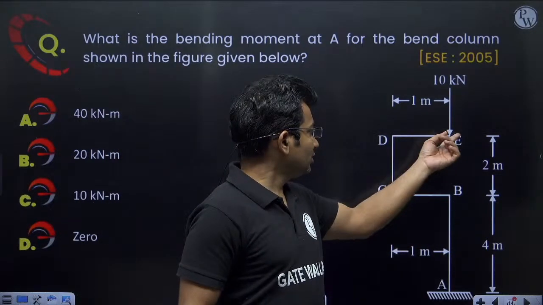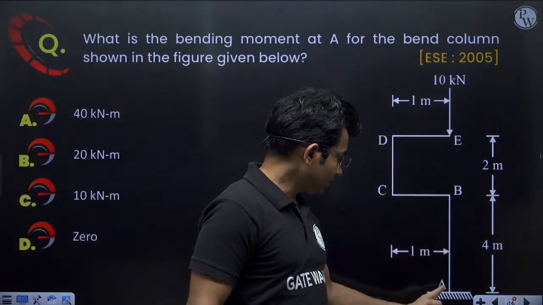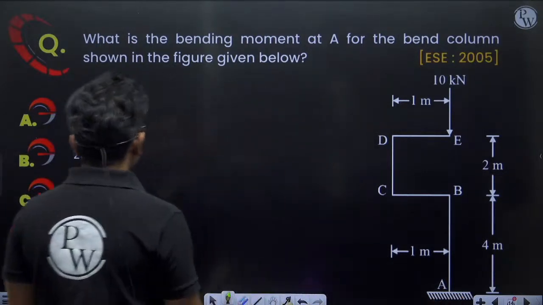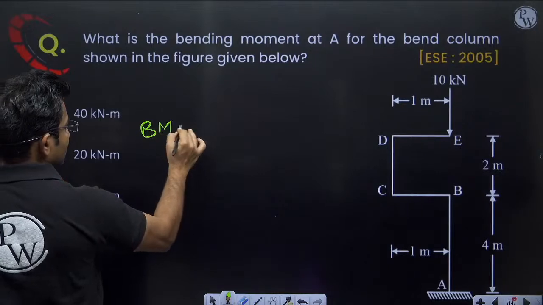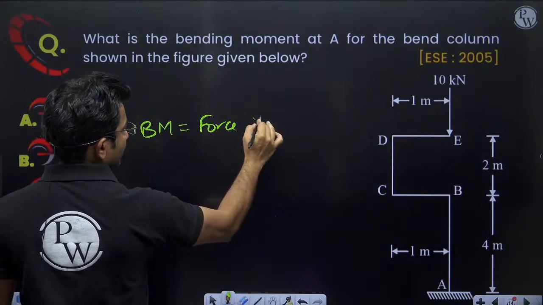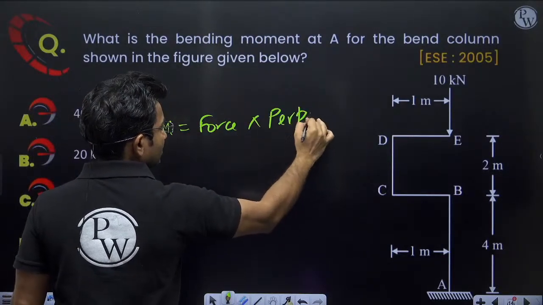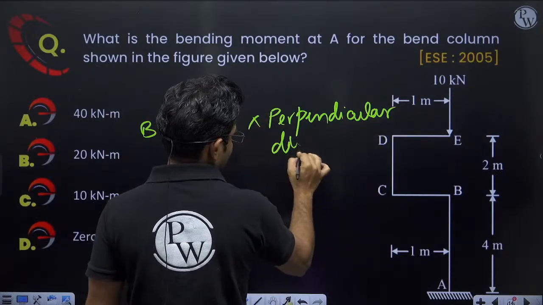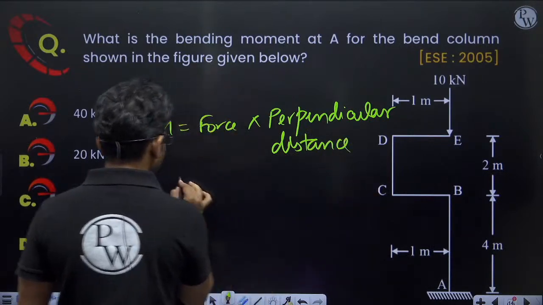So this is the bent column. It is like this. Okay, and we have to find out bending moment at A. So bending moment will be equal to force into perpendicular distance. Okay, so how much is the force?